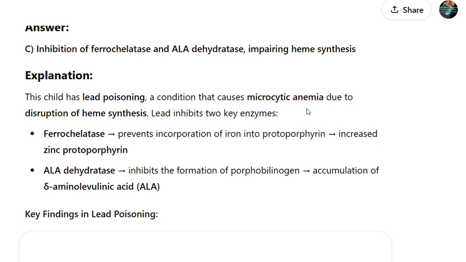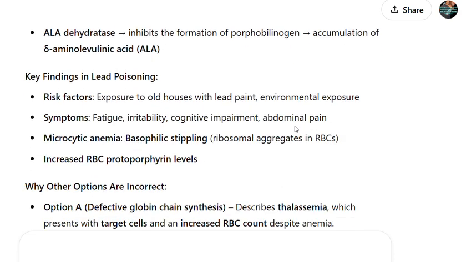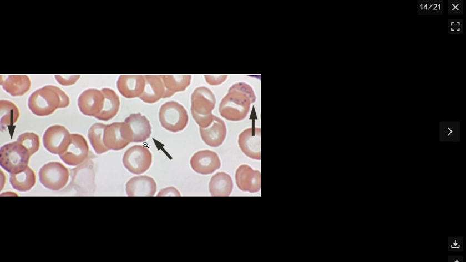Key findings in lead poisoning. Risk factors: exposure to old houses with lead paint, environmental exposure. Symptoms: fatigue, irritability, cognitive impairment, abdominal pain. Microcytic anemia, basophilic stippling, ribosomal aggregates in RBCs, increased RBC protoporphyrin levels.